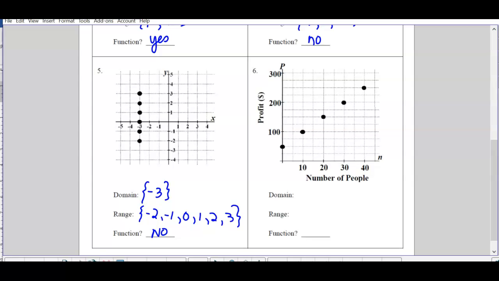Next one is an application. Domain is, but it's discrete still. So domain here, take a look at your points. So 0, 10, 20, 30, 40. Your range, that would be 50, 100, 150, 200, 250. And is it a function? Yes. Okay. Vertical line test.